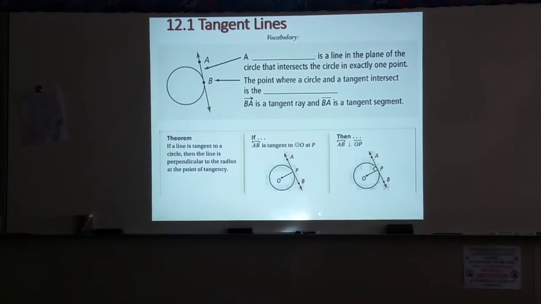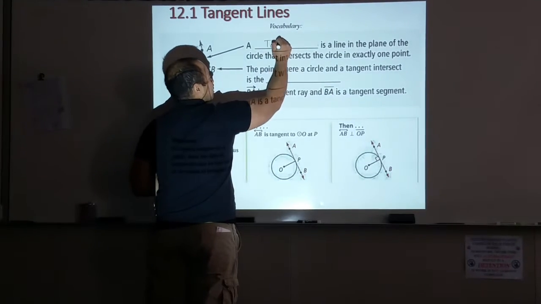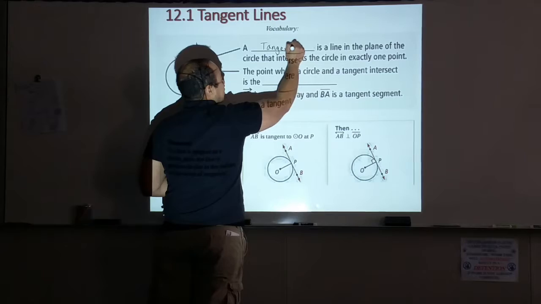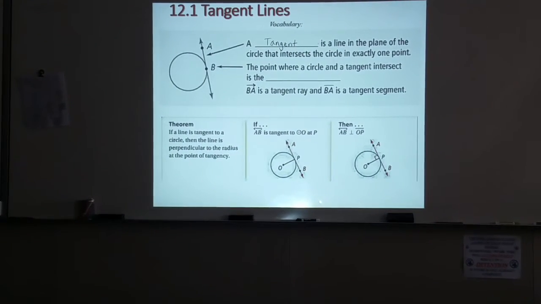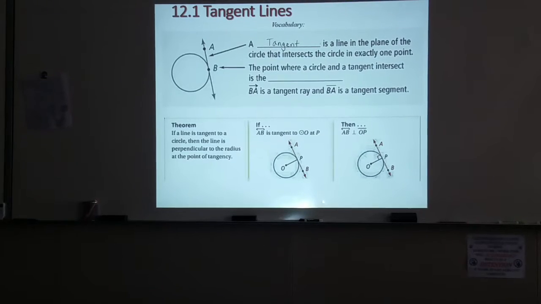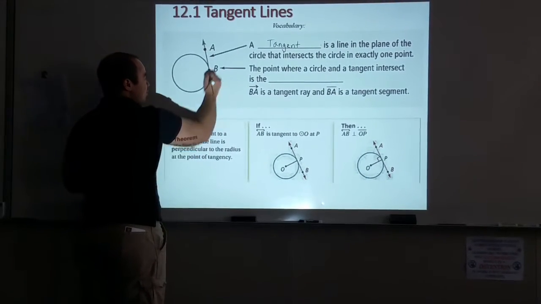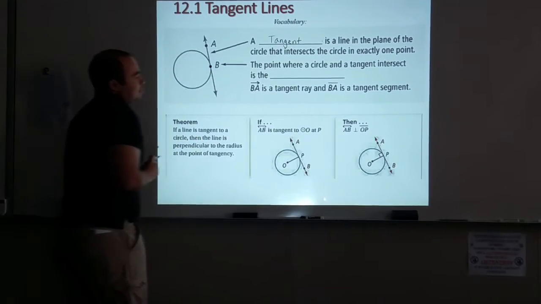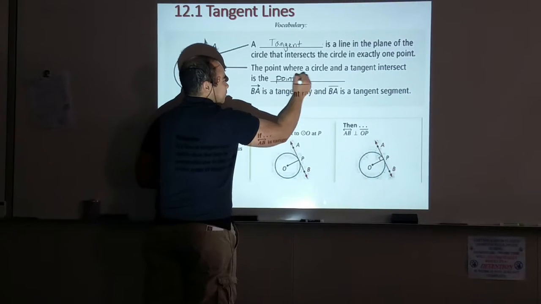12.1 tangent lines. A tangent is a line in the plane of the circle that intersects the circle in exactly one point. So it's a line that's coming through the plane space and it's touching the circle in exactly one point. That point is referred to as the point of tangency.